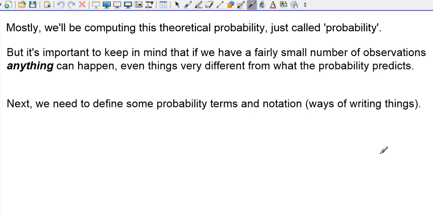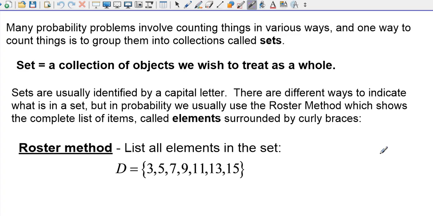Okay, mostly though we're going to compute the theoretical probability, and we'll just call it probability. Just important to keep in mind that if you have a fairly small number of observations, say certainly anything below 25, anything at all could happen, even things that are very different from what the probability predicts. Okay, the rest of this video we're going to define some probability terms and notations.